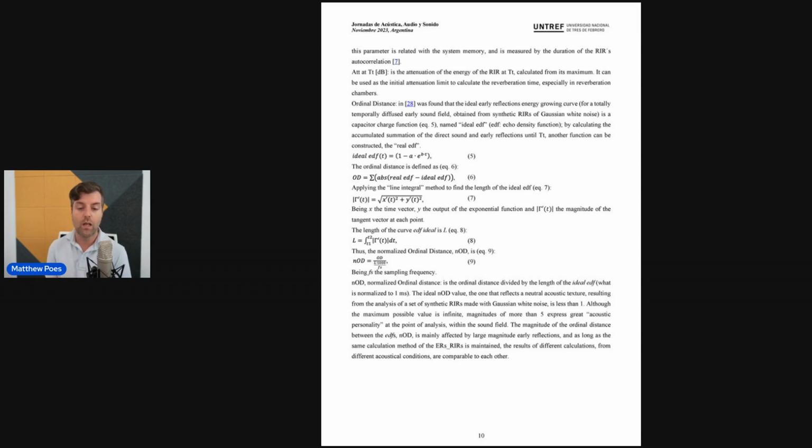At that point of analysis within the sound field, the magnitude of the ordinal distance between the echo density functions, the normalized ordinal distance, is mainly affected by large magnitude early reflections. And as long as the same calculation method of the early response room impulse responses is maintained, the results of the different calculations from the different acoustical conditions are comparable to each other. So obviously we're doing the same calculations because we're using his software for this. But here's where I wanted to show you this paper that talks about the mathematics of what that normalized ordinal distance is and why it's useful.